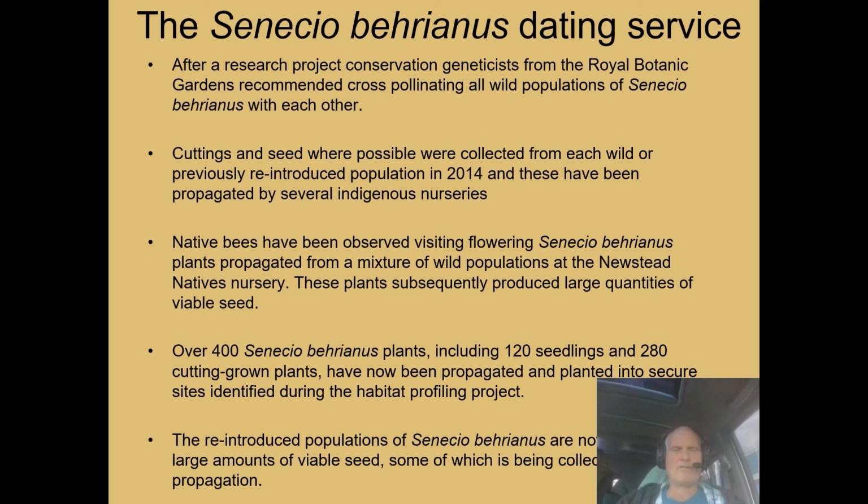So we collected seeds and cuttings, mostly cuttings from the populations, because some of them don't produce much seed, but where we could, we got seed. And we went around in about 2014 and got all the genetically distinct populations, and we gave them to several nurseries. Particularly, it's been successful with Newstead Natives, and we've had native bees we've observed visiting the flowers when the Senecio is flowering. It's quite a late flowering species, mostly flowers late summer, autumn.